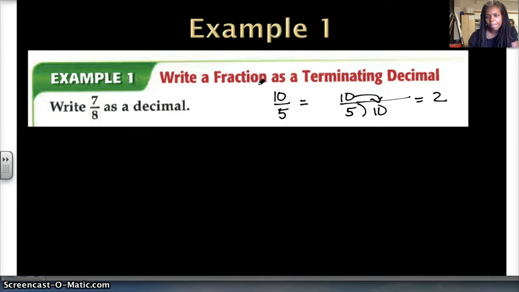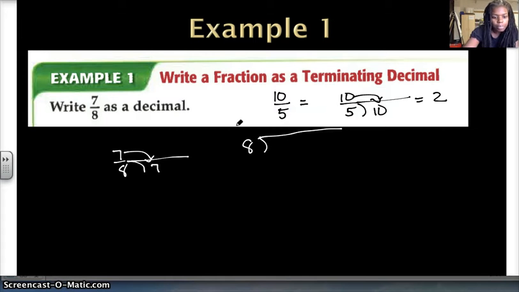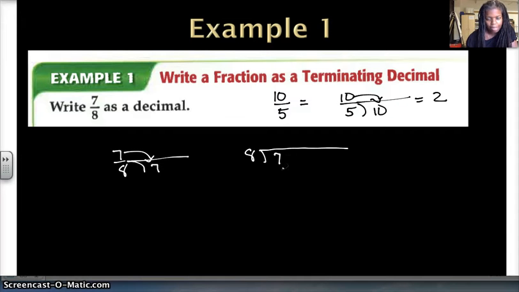I want you to think about the same thing here. When we have 7/8, it is a division problem. The 8 is going to be my divisor, and the 7 is going to be my dividend, the thing under the division sign. So I'm going to have a 7 here. I'm going to rewrite it over so I have a little bit of space. There, that's better. And I'm going to put a 7 here.